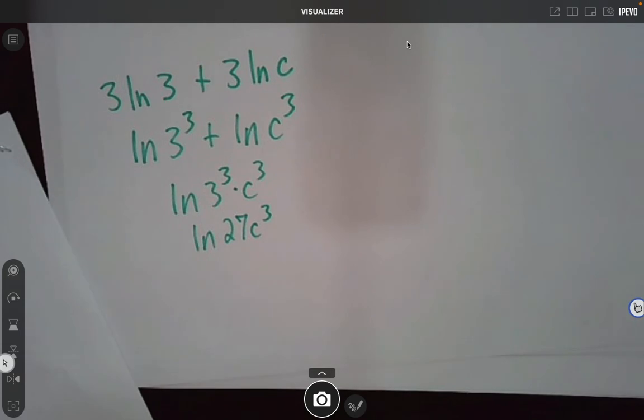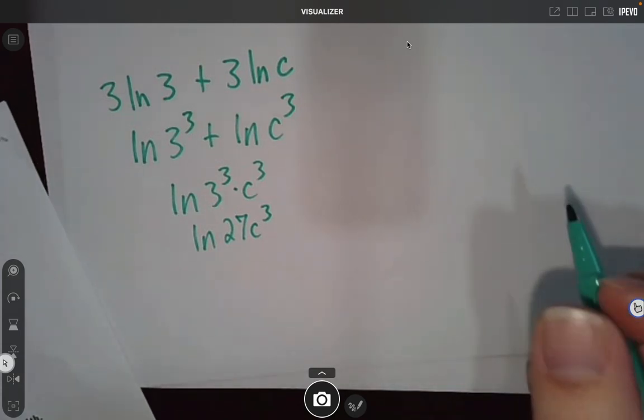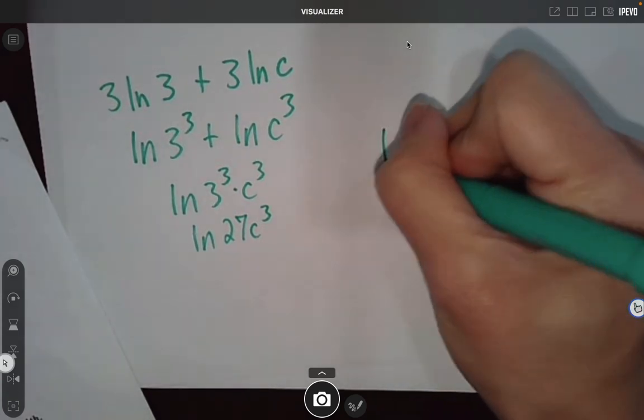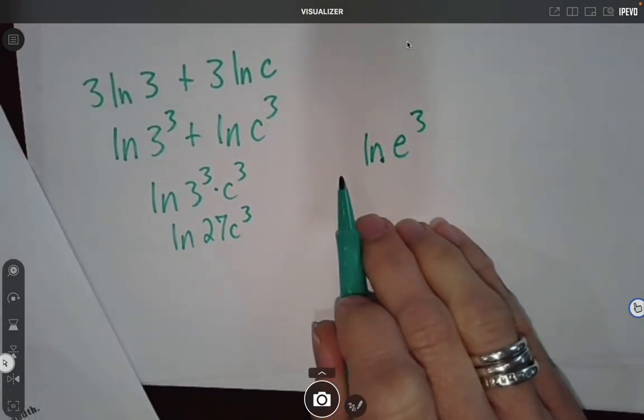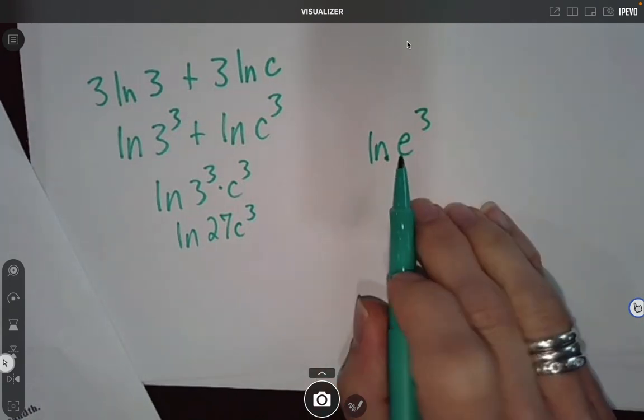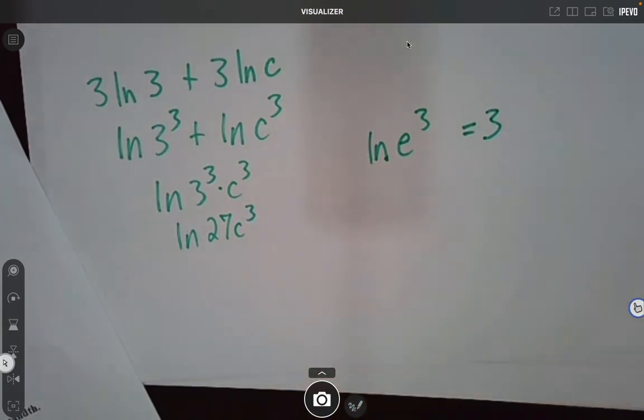Number 31 is on there. 30 is not. 31 says simplify the natural log of e to the 3rd. You can type it in your calculator, or you'll know, hey, those cancel out. They're inverses, and your answer is just 3.